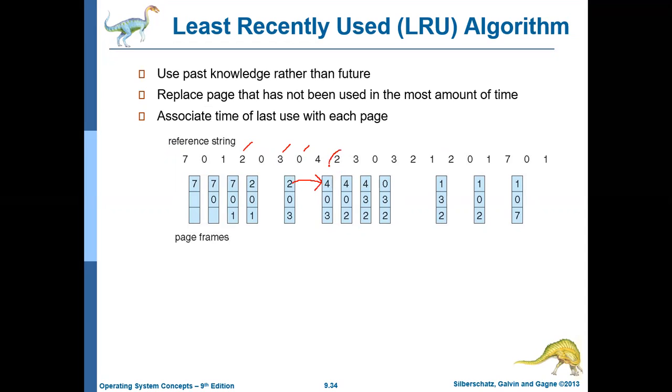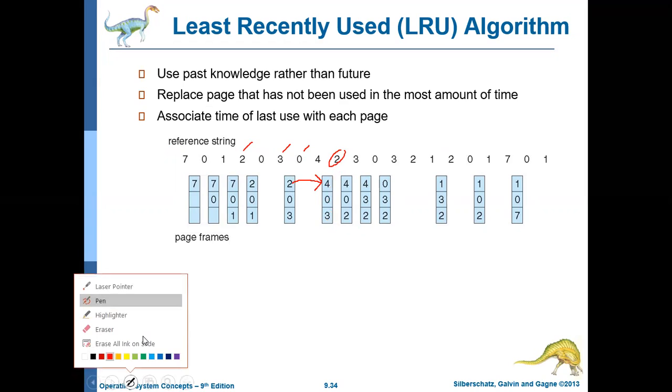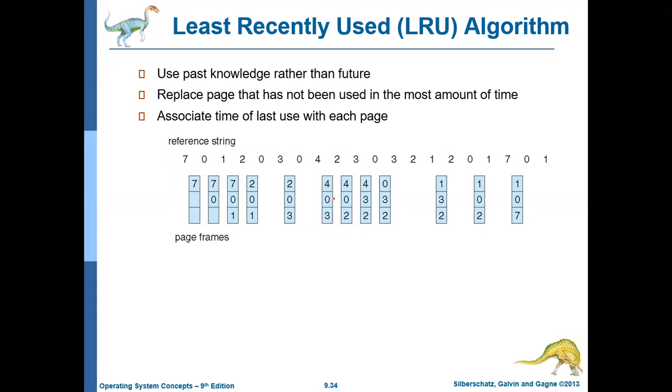Okay. Next is 2. 2 is not in the memory. So 2 will be fetched and it should replace either 4, 0 or 3. So it should pick up the least recently used. 4 is the most recently used. The next recently used is 0. Okay, next recently used is 3. So the least recently used is 3. So 3 will be replaced by 2.